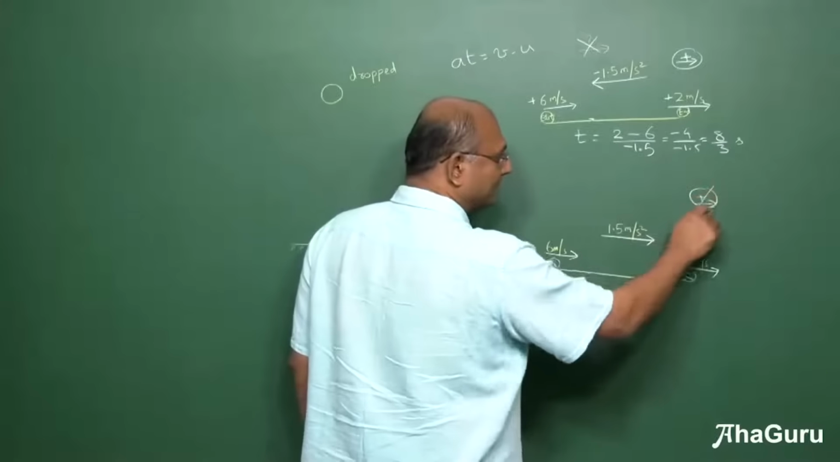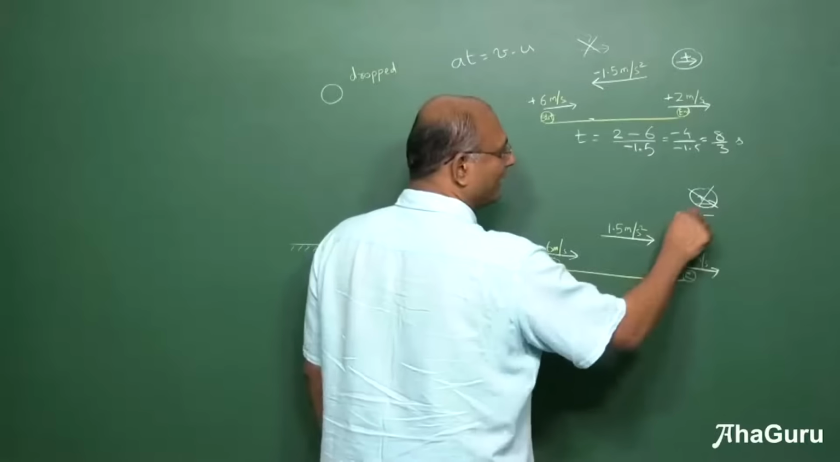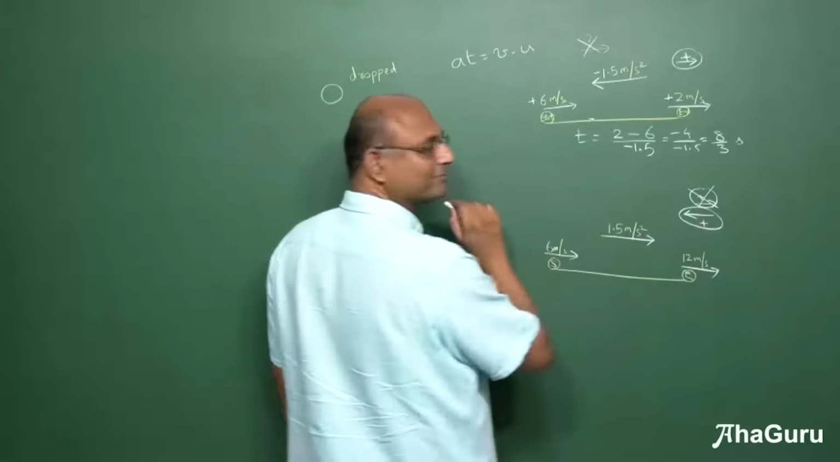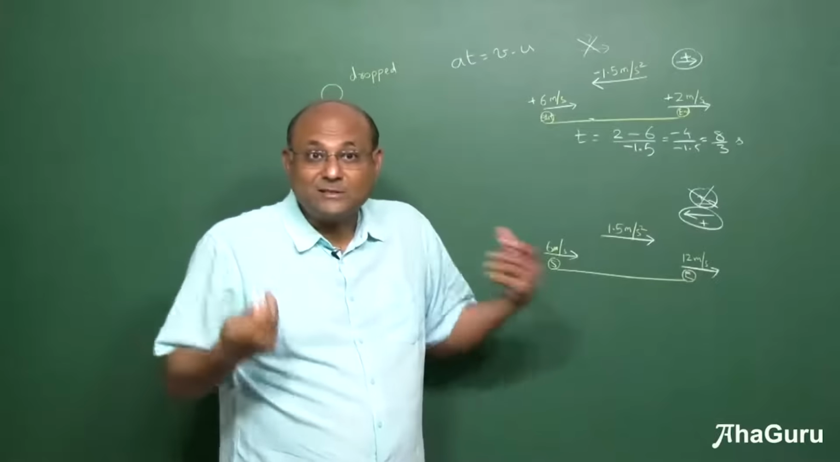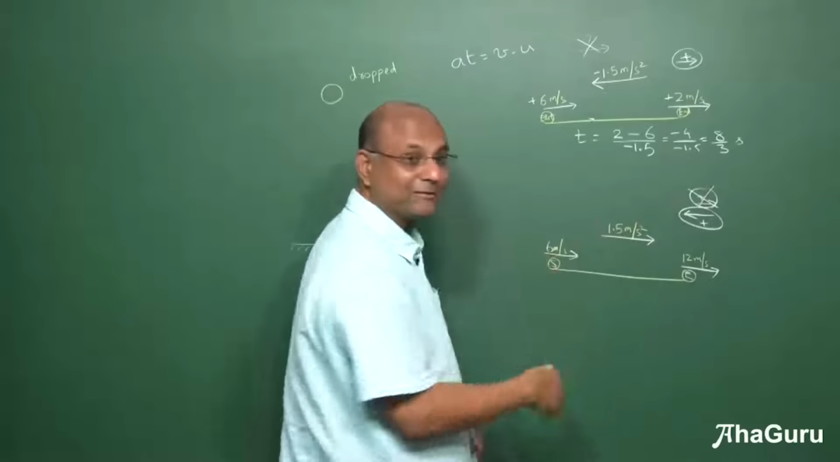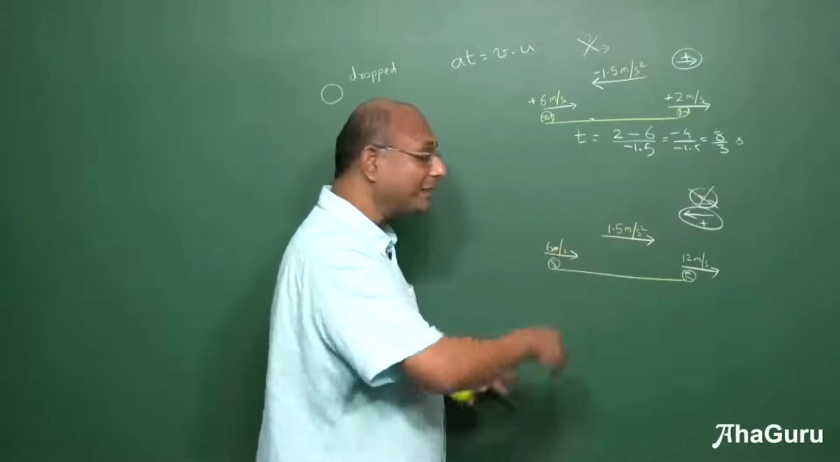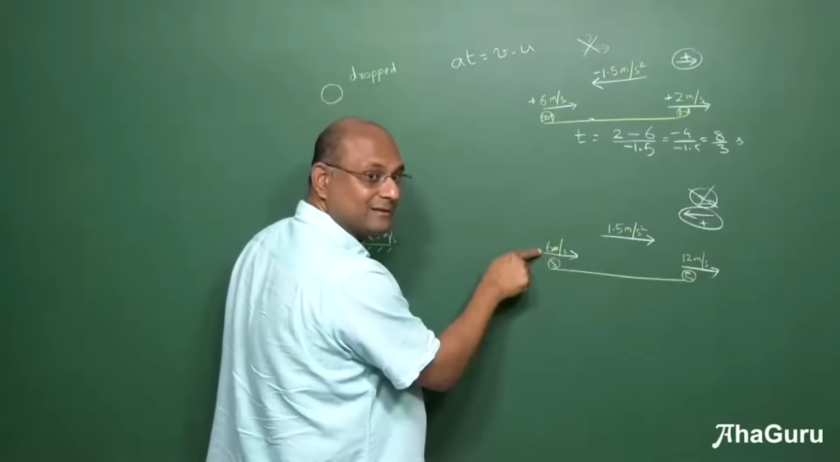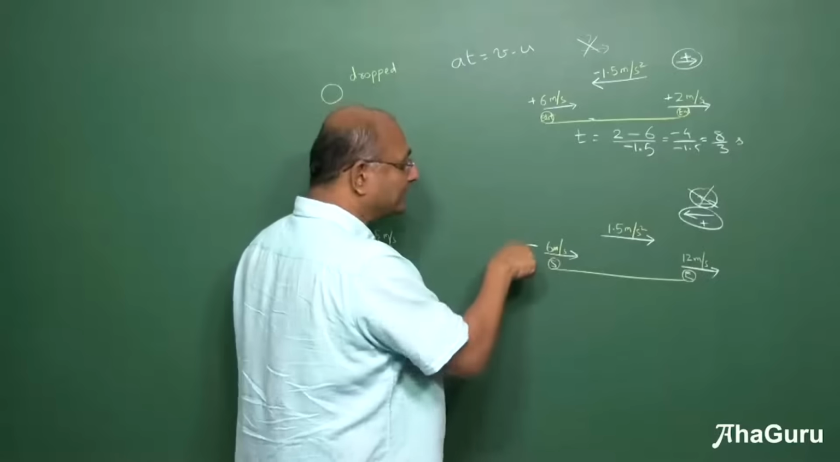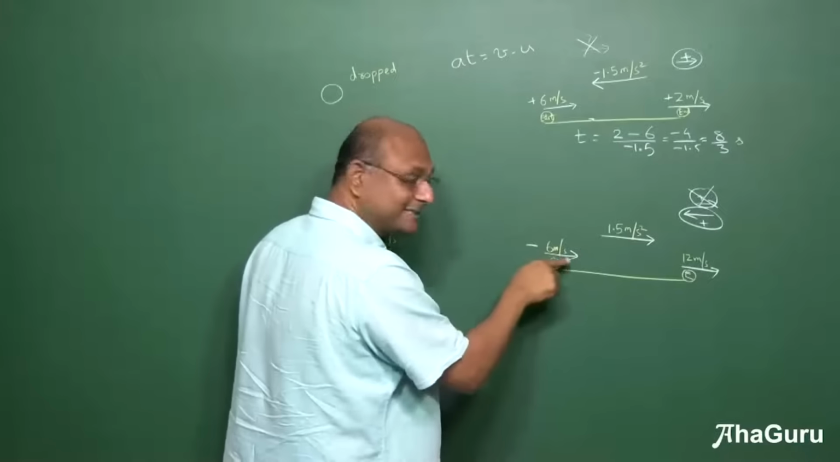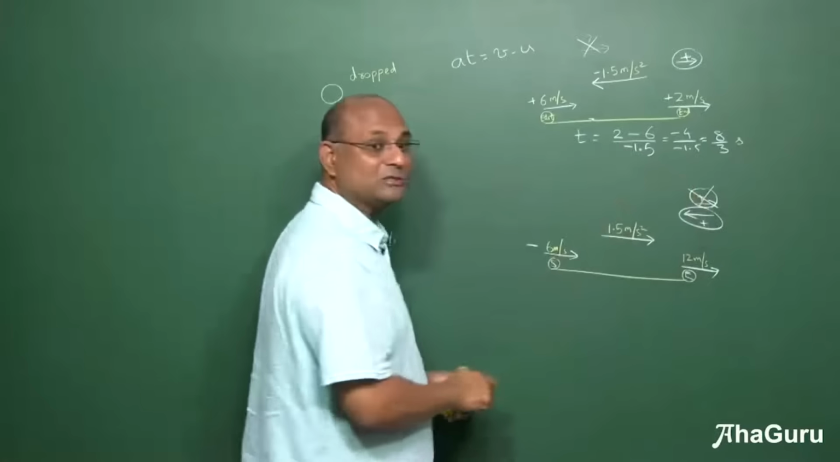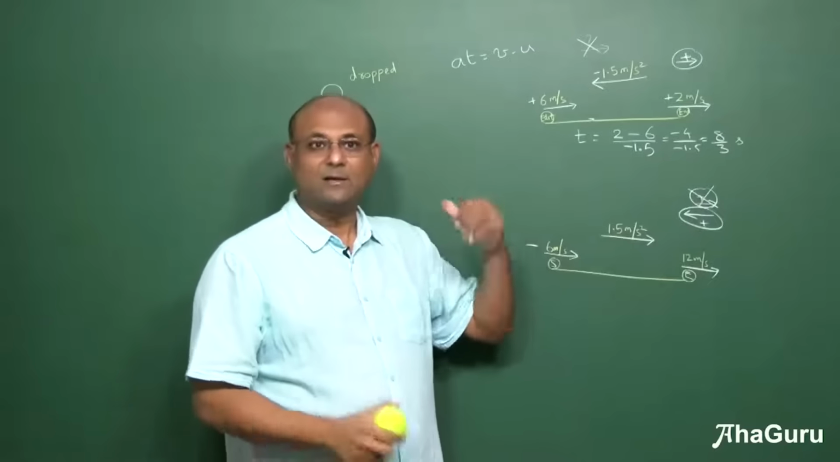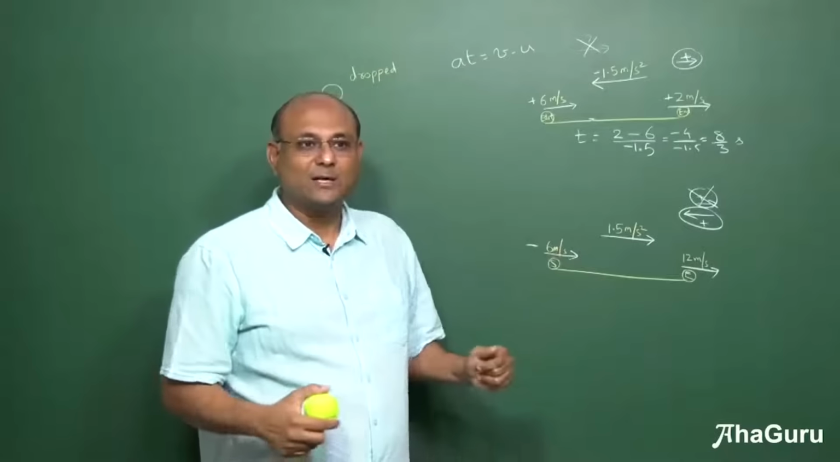Okay. Now just so that I can confuse you, I am going to choose this as positive. It's my choice. So I am going to choose that as positive. You may want to do the problem with that, but right now I will choose this as positive. So now what is this? Minus 6. Why is it minus? Not because its direction has changed, but because I chose the positive as being this direction. It's my choice. I can choose what I want as positive.